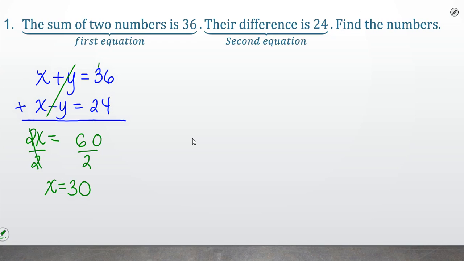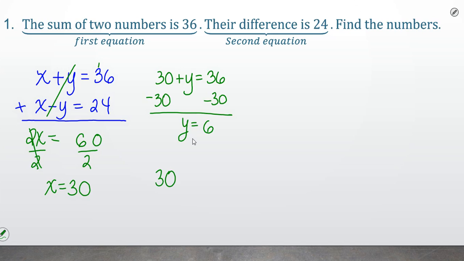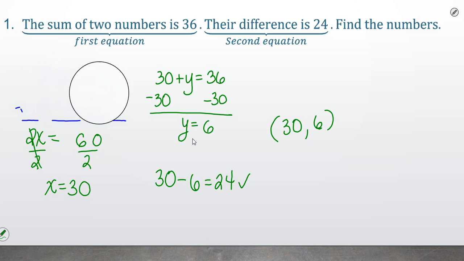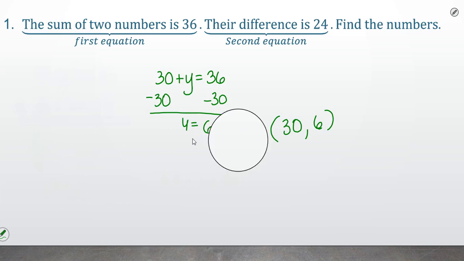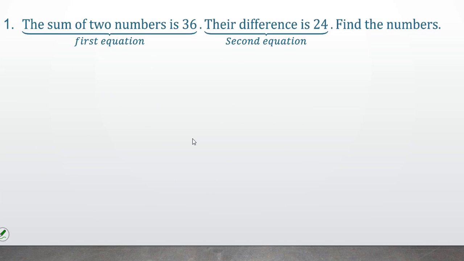Then we want to plug that back in and find y. So 30 plus y equals 36. So then you guys could probably see that without showing this work, y has to be equal to 6. And we can prove that it works in the second one because 30 minus 6 is 24. So that makes our solution 30 and 6. Done. Okay, so sometimes they're going to be super, super easy. Other times they will get more challenging, and it's really important to make sure you're reading carefully.